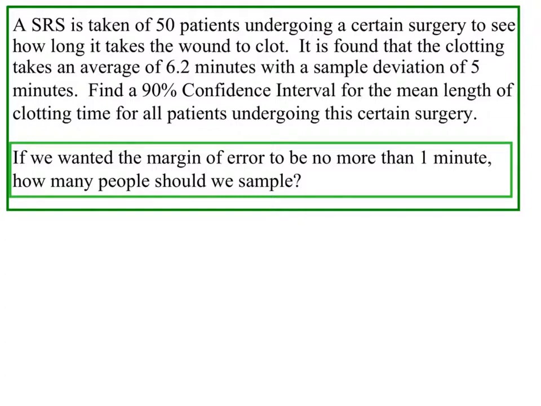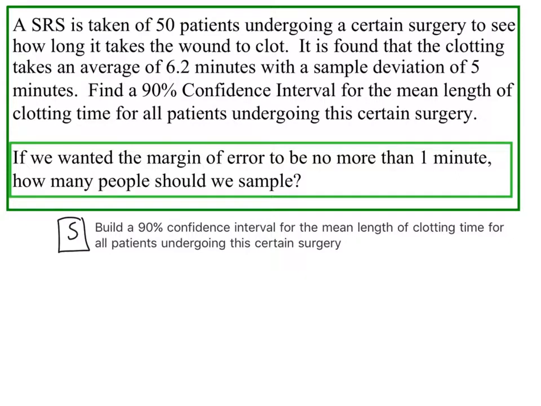surgery. So, remember our 4-step process that helps us get our way through this. First thing we're going to do is state. We're building a 90% confidence interval for the mean length of clotting time for all patients undergoing this certain surgery. Be very clear here when you write these statements that you're doing this for all patients. We know where the sample lies. We're trying to make an inference about the population based on our sample.